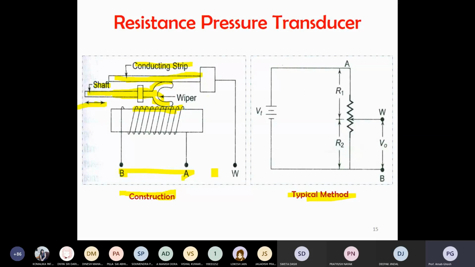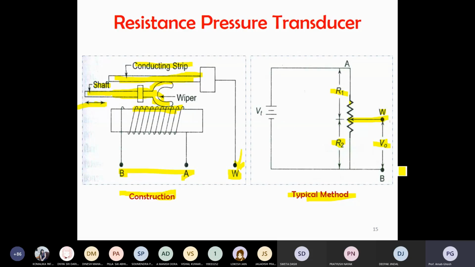Due to the moving, the output will be different. There is a balance weight, and if that weight is increased, the conducting strip also comes to that side, and the shaft moves as per the weight. So you can understand that the weight is put directly at the wiper, or the shaft of the potentiometer. That means R1 and R2 are split like that. Across R2 you can find the output voltage. So the output voltage V0 equals Vt into R2 by R1 plus R2. That is the direct formula.